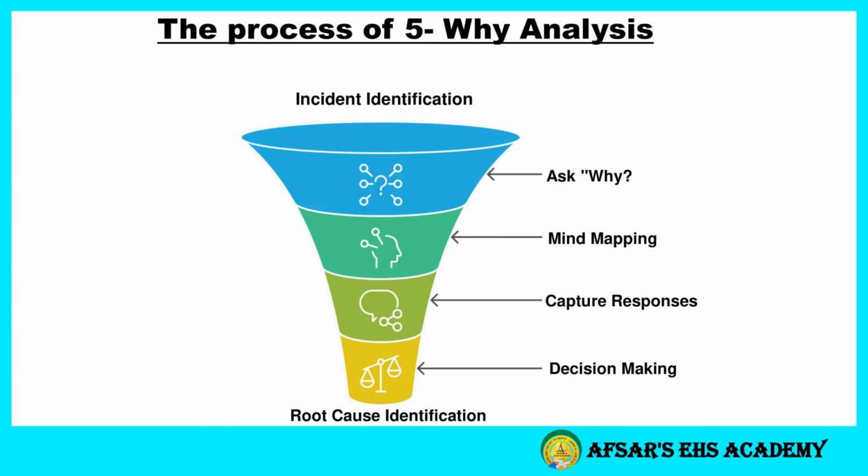This is the process of 5-why analysis, stating how we carry out 5-why analysis. The process of this technique involves asking why 5 times or more, each time making another why on the answer to the previous question until the root cause of the problem is identified. Firstly we start with the incident and ask why. Then the thought process is drawn in mind as a mind map or a causation tree. Then responses to the question why are simply captured as a chain.